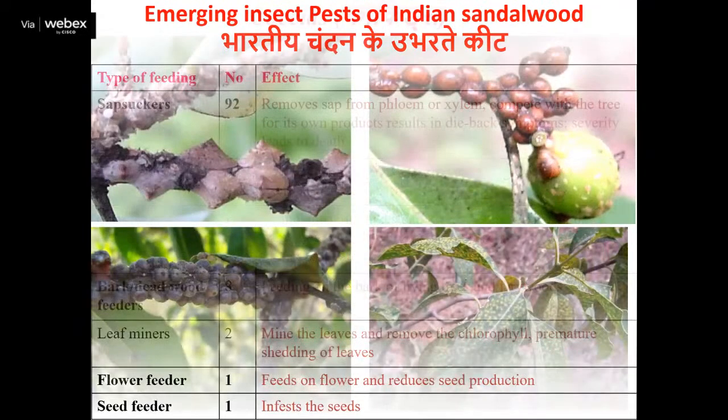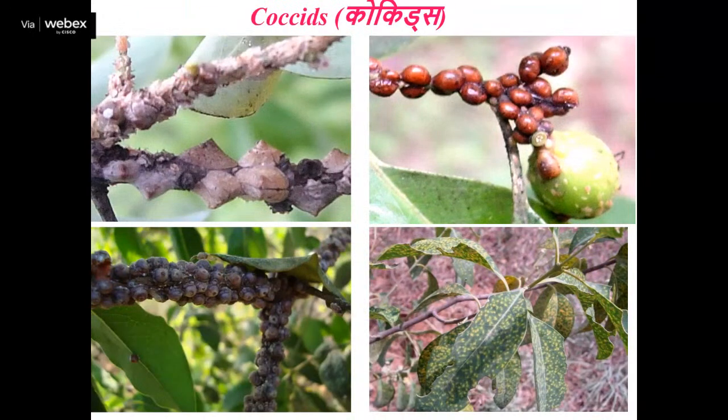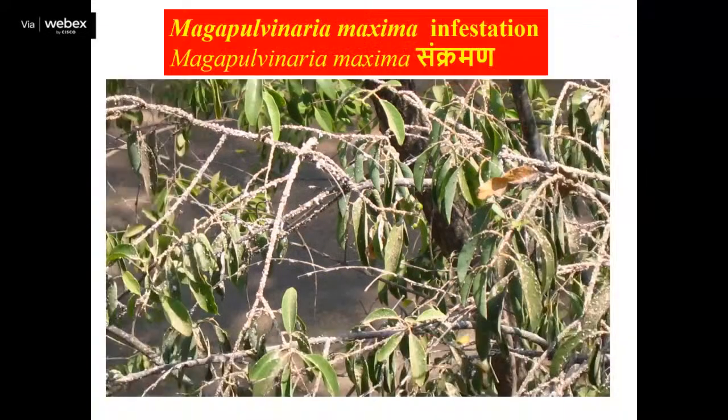Please see it. This sometimes will come, and if you are not using much insecticides, then it has its own natural enemies like spiders. They will keep this type of insects under control. And very rarely, this is basically a neem pest, where neem is grown very close to sandalwood, and this also sometimes may kill the tree if it is regularly attacking for 2-3 years.